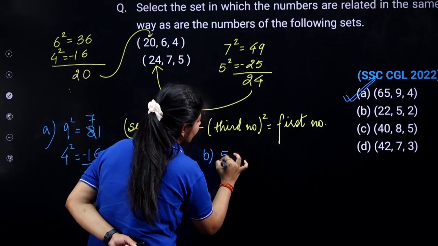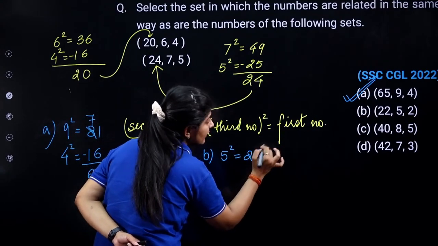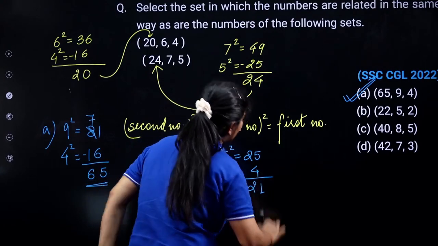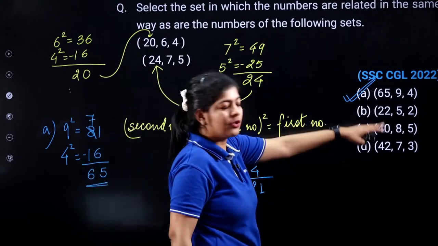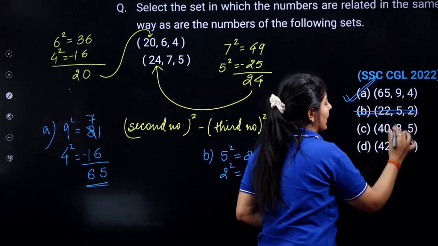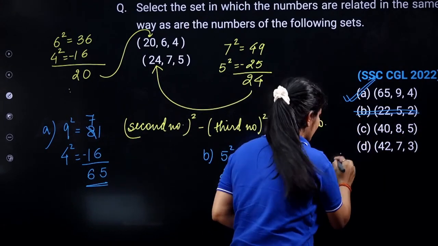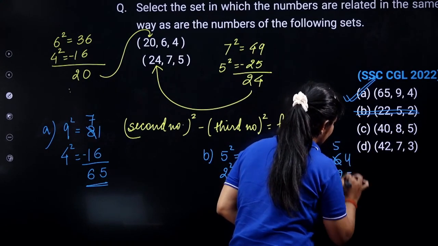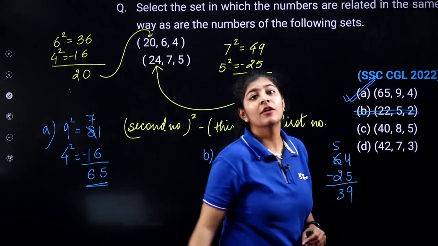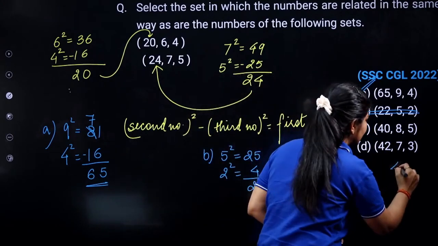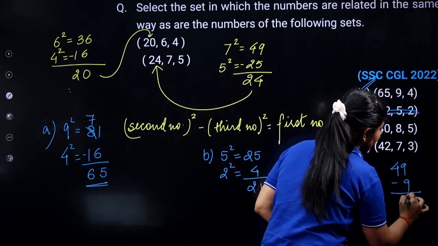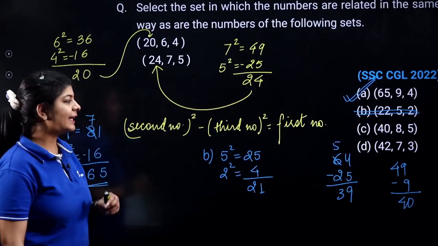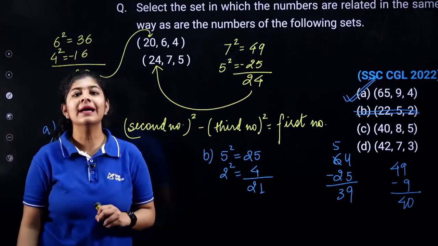What is the square of 5? That is nothing but 25. Square of 2, that is nothing but 4. Here you are getting a difference equals to 21, not 22. Similarly, you can check the rest one. 8 square, 64, minus 25. Here we are getting 39, not 40. Similarly, 49 minus 9. Here we are getting 40, not 42. Is it clear? So the correct answer over here is your option number A.